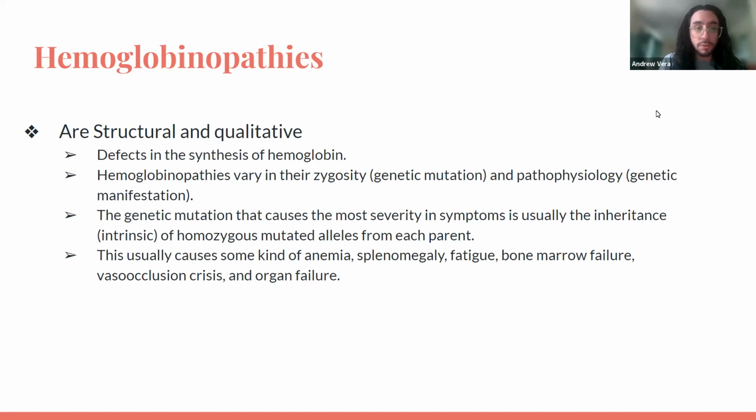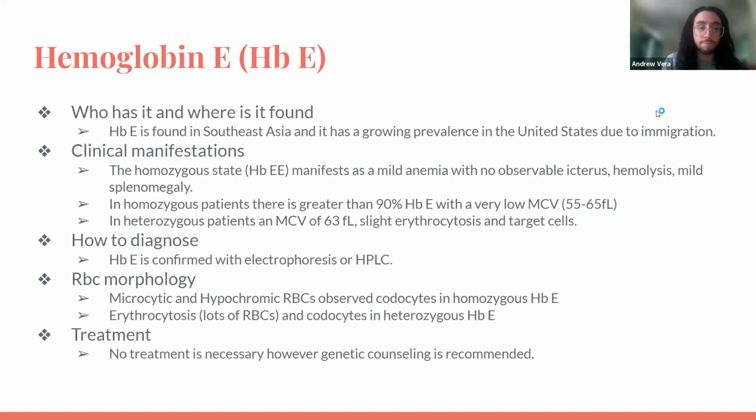The first hemoglobinopathy we'll talk about is hemoglobin E. It is usually found in Southeast Asia and is actually growing in prevalence in the United States due to immigration. It is found a lot in Thailand, where it's thought that it can help defend people who have it from malaria. It is a qualitative and quantitative defect with a beta thalassemia phenotype.